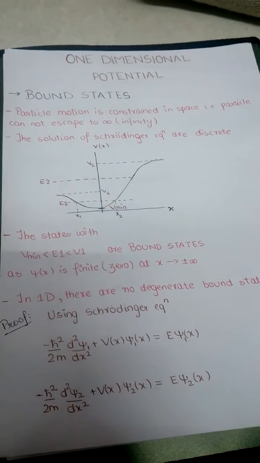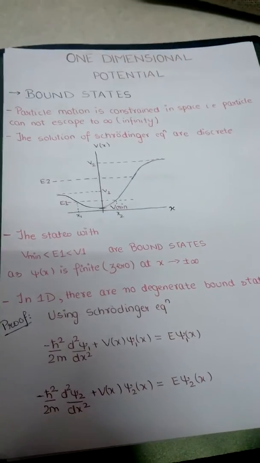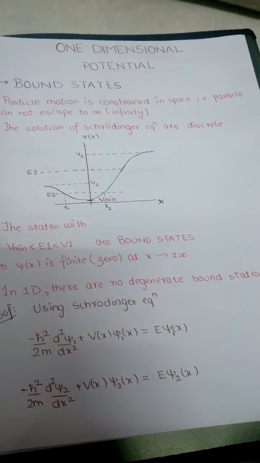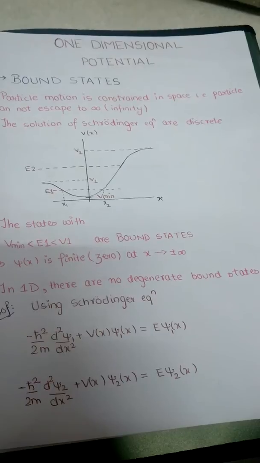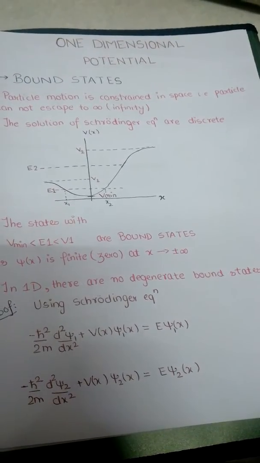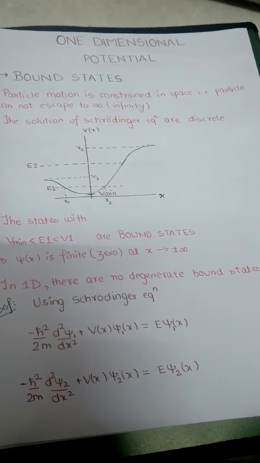This lecture focuses on one-dimensional potential. But before heading directly to one-dimensional potential, let us discuss the various configurations in which a particle can exist under a potential field. So the first configuration is a bound state. The particle can exist in a bound state under a potential field.